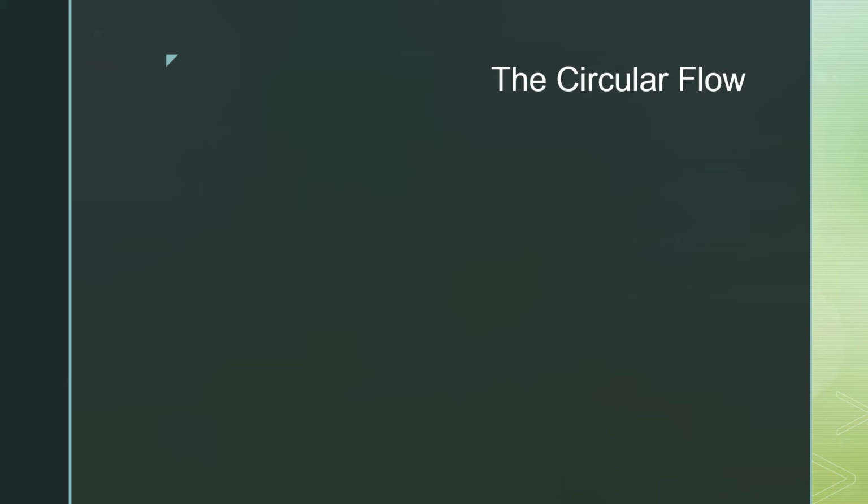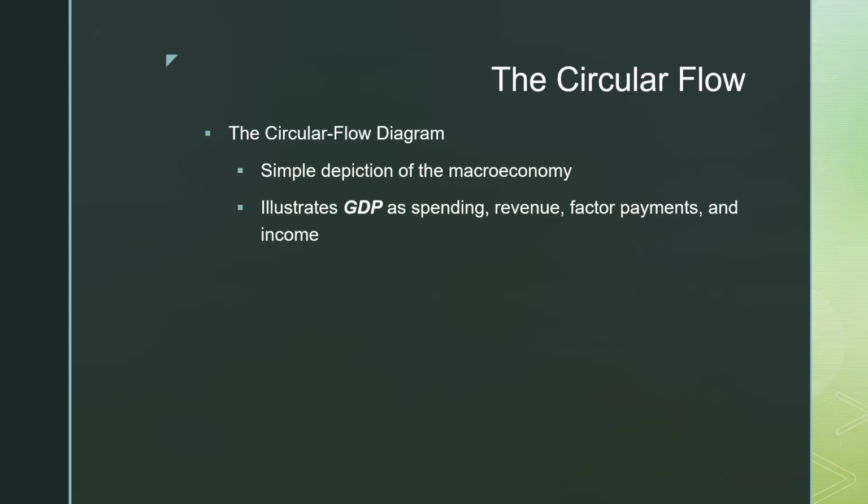Now, remember, one of our objectives is to understand the circular flow model. So let's do that. Well, the circular flow model basically presents a simple picture of macroeconomics, how each sector interacts with each other. Furthermore, in this circular flow diagram, I want to illustrate that you can actually measure GDP either through spending or through revenue from the firm, factor payments, and income.